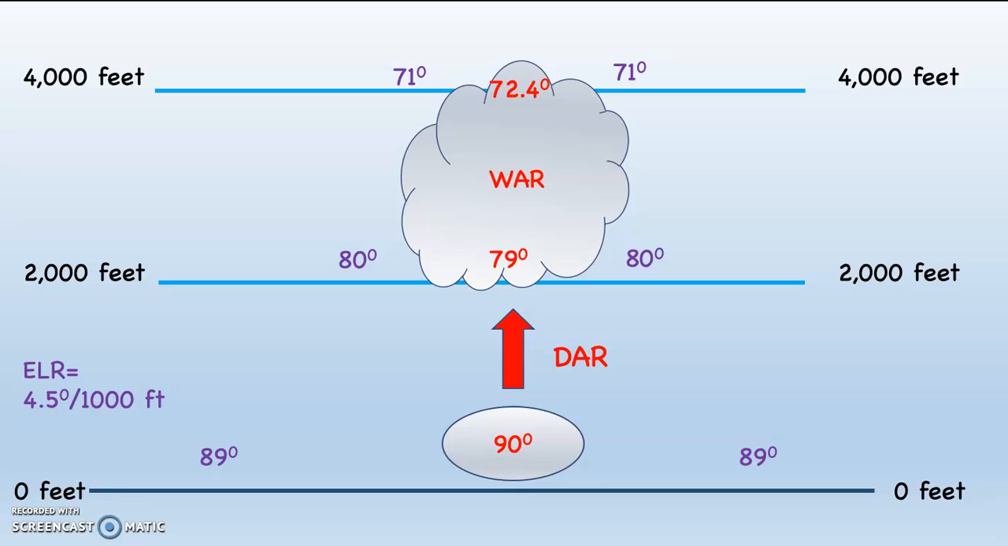Now let's look at 4,000 feet. At 4,000 feet, the temperature of the parcel is 72.4 degrees, and the temperature of the surrounding air is 71. So, is the parcel warmer or colder than the surrounding atmosphere? Answer is warmer. And if the parcel is warmer, we would classify it as stable or unstable. Unstable.